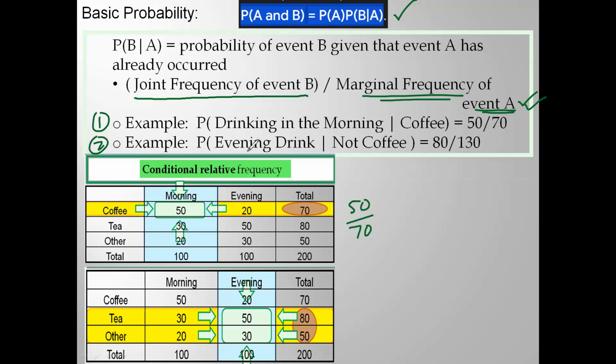In our second example, we want to think about this as we are not drinking coffee, and then we're doing this in the evening. So in terms of a conditional probability, it is in the evening drinks, given that we're not drinking coffee. And so that's how we ended up with 50 plus 30 on top, divided by our total of 80 plus 50 in the denominator, giving us 80 over 130 again. And that's conditional relative frequency.